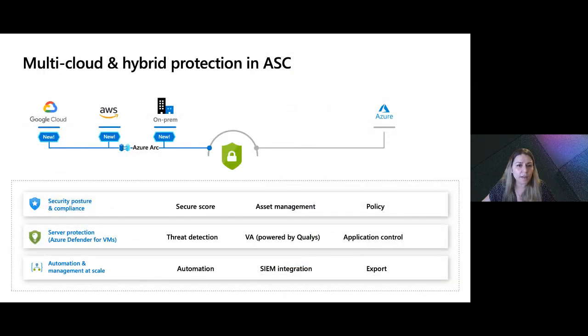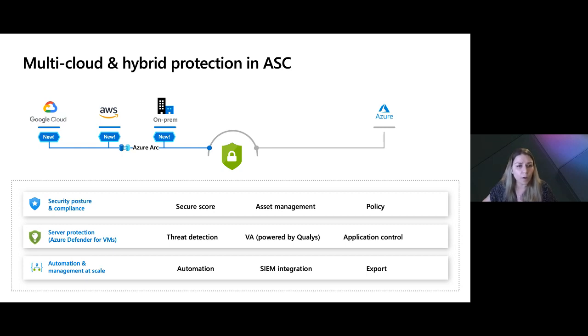And this is a short diagram that explains what can be done on top of it. So Azure Arc connects servers and data services from Google Cloud, AWS, and on-premise. Once these are connected, and Azure Arc is basically an agent to install on the servers, then you get all these levels of capabilities from Security Center. You just get out of the box security posture and compliance using the same assessment, same policies, and same secure score. You get all the server protection capabilities, which we know now as Azure Defender for servers, threat detection, vulnerability assessment, built-in, application control, and more.